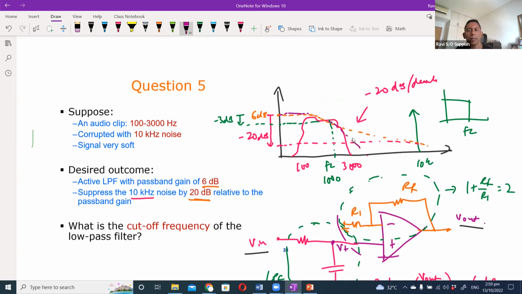Okay, then maybe I can push my FC a bit further off. Instead of 1K, I can push it to maybe 2K, 2.5K, and try to roll off faster. Then I can still eliminate the noise and still keep my signal. So in a sense, we can play around and use high order filters. And if I use high order filters, then my FC can be pushed further off, closer to the end of the pass band that I want.